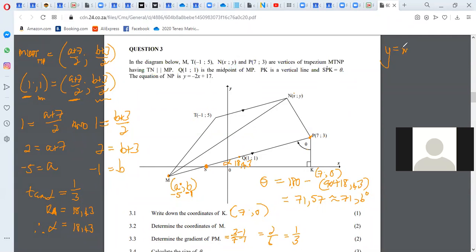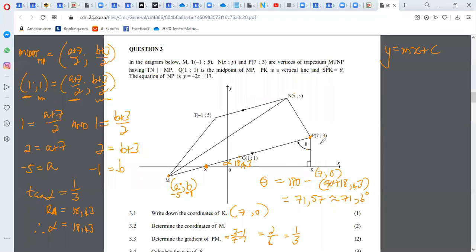Y is equal to mx plus c, and m is the gradient of QP, right? Which we have not found yet, all right? So let's find the gradient of QP, which is the same line. So it is 3 minus 1 over 7 minus 1. In other words, 2 over 6, which is a third. Oh, we did. We had it already from here. All right, so there's the gradient.